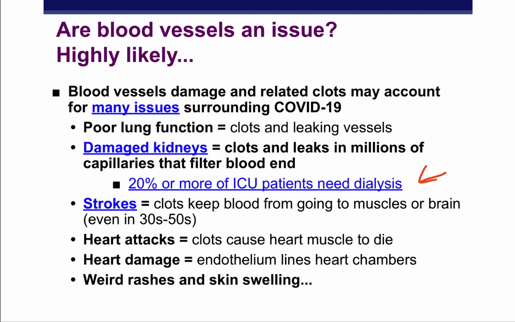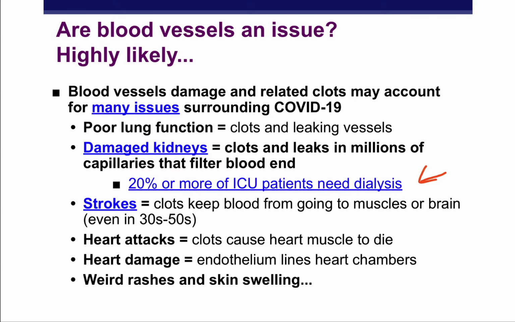But even though it's a minority, 1 to 2% of all COVID-19 patients, that's still a decent amount of people needing kidney help that they wouldn't have needed otherwise. And it means that potentially, even after they've recovered from COVID-19, they may still need lifelong kidney treatment.